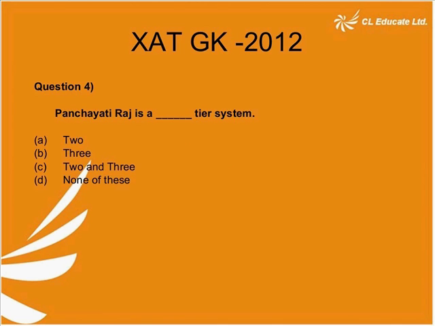Panchayati Raj is a dash. 2-tier system, 3-tier system, 2 and 3, or none of these?